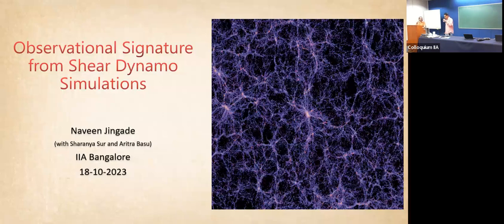Today we have Naveen. It's a pleasure to have you here. He is a postdoctoral fellow with us, and he did his PhD with IIC and RRI. He worked with Sridhar for his PhD, and then he joined us a year or two back as a PDF. He has completed 1 year of his PDF, and he will present his work on observational signature from shear dynamo simulations. All yours, Naveen.